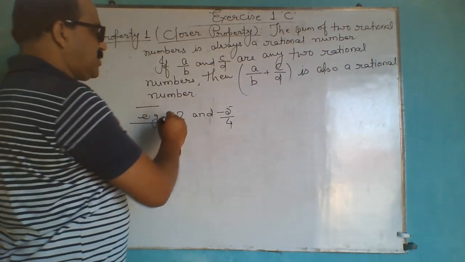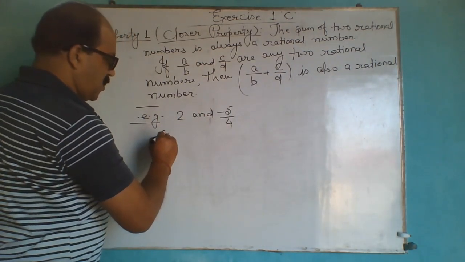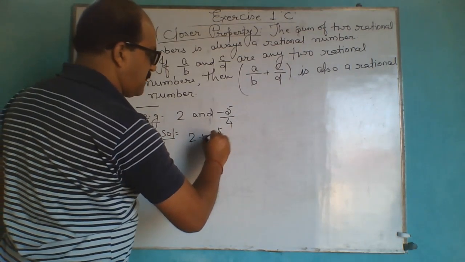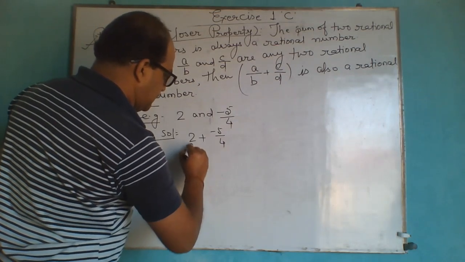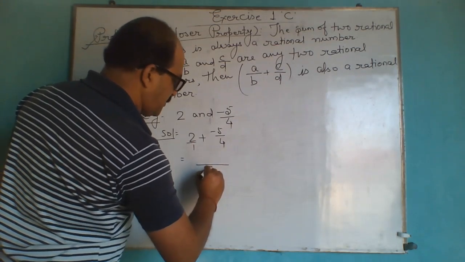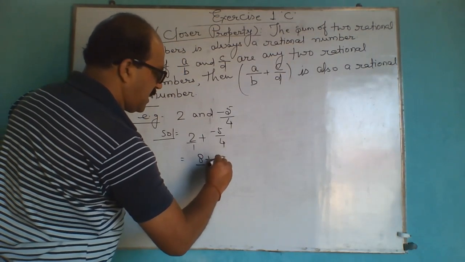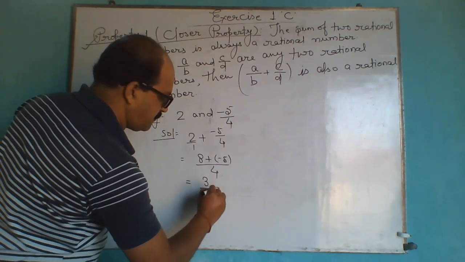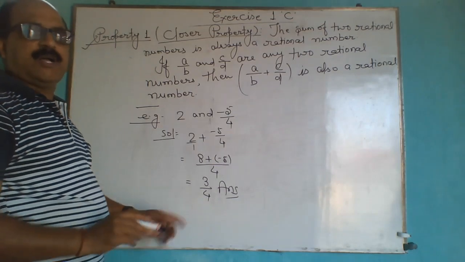For example, 2 and minus 5 by 4. When we add them, 2 plus minus 5 by 4, here the LCM is 4, 4 twos are 8, and plus minus 5. This gives 3 by 4. So 3 by 4 is also a rational number.